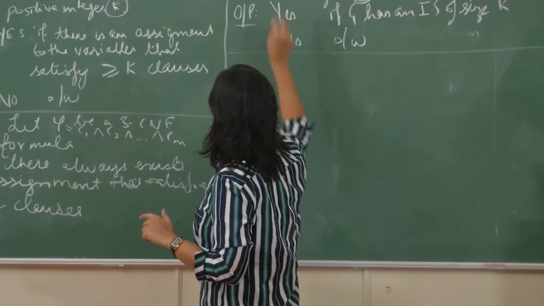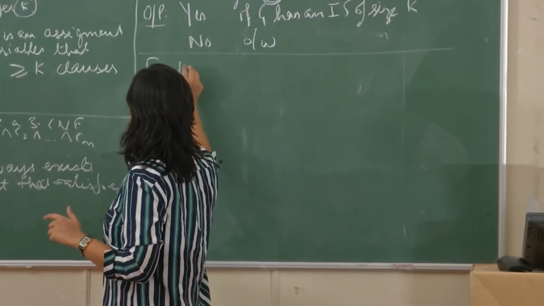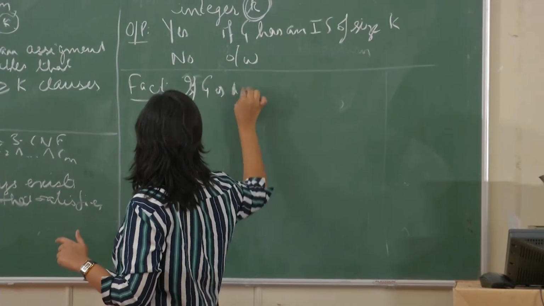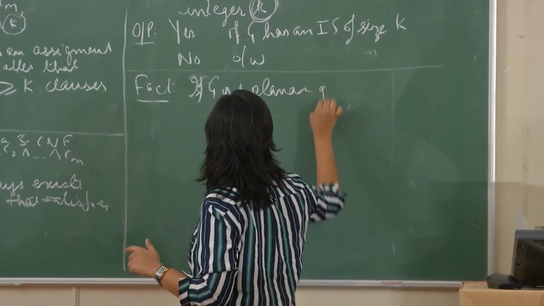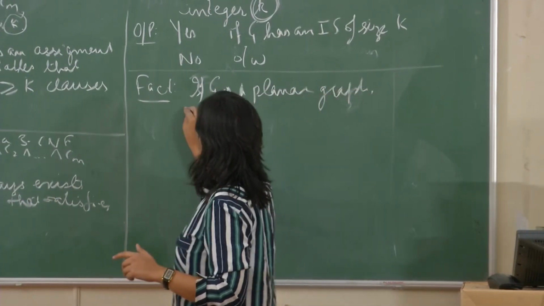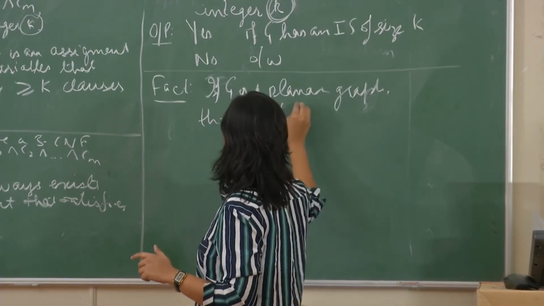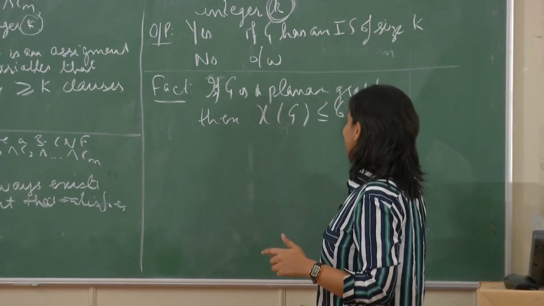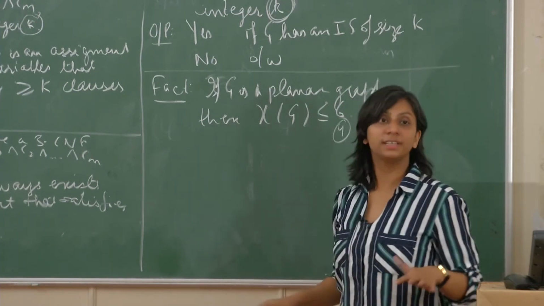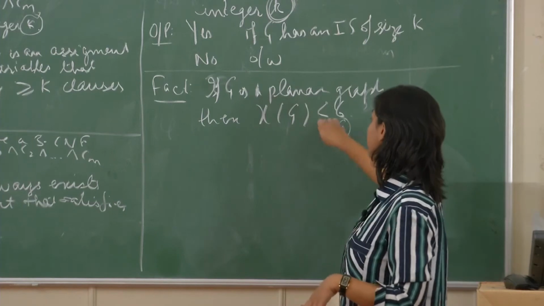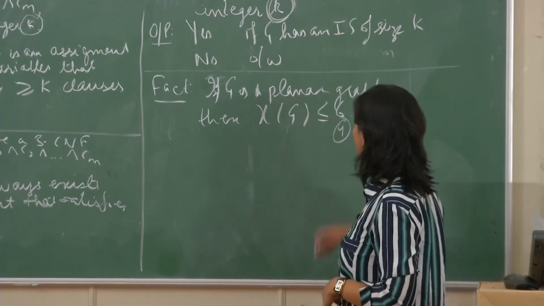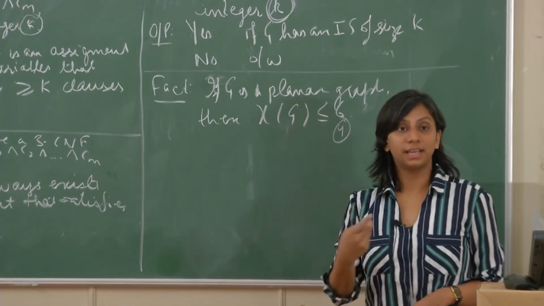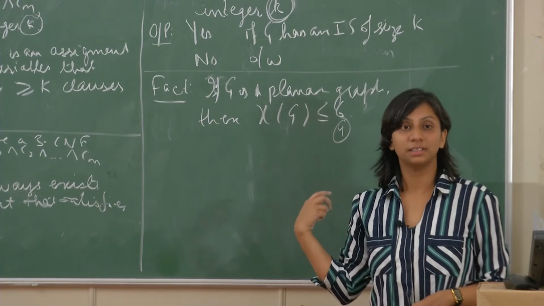So in a planar graph, this is a fact: if G is a planar graph, then the chromatic number of G is at most 6. Actually, it's at most 4, but the proof of it is non-trivial. But the proof of 6 is what you can see easily. So it doesn't matter what we choose. So suppose I tell you this, then what can we say?